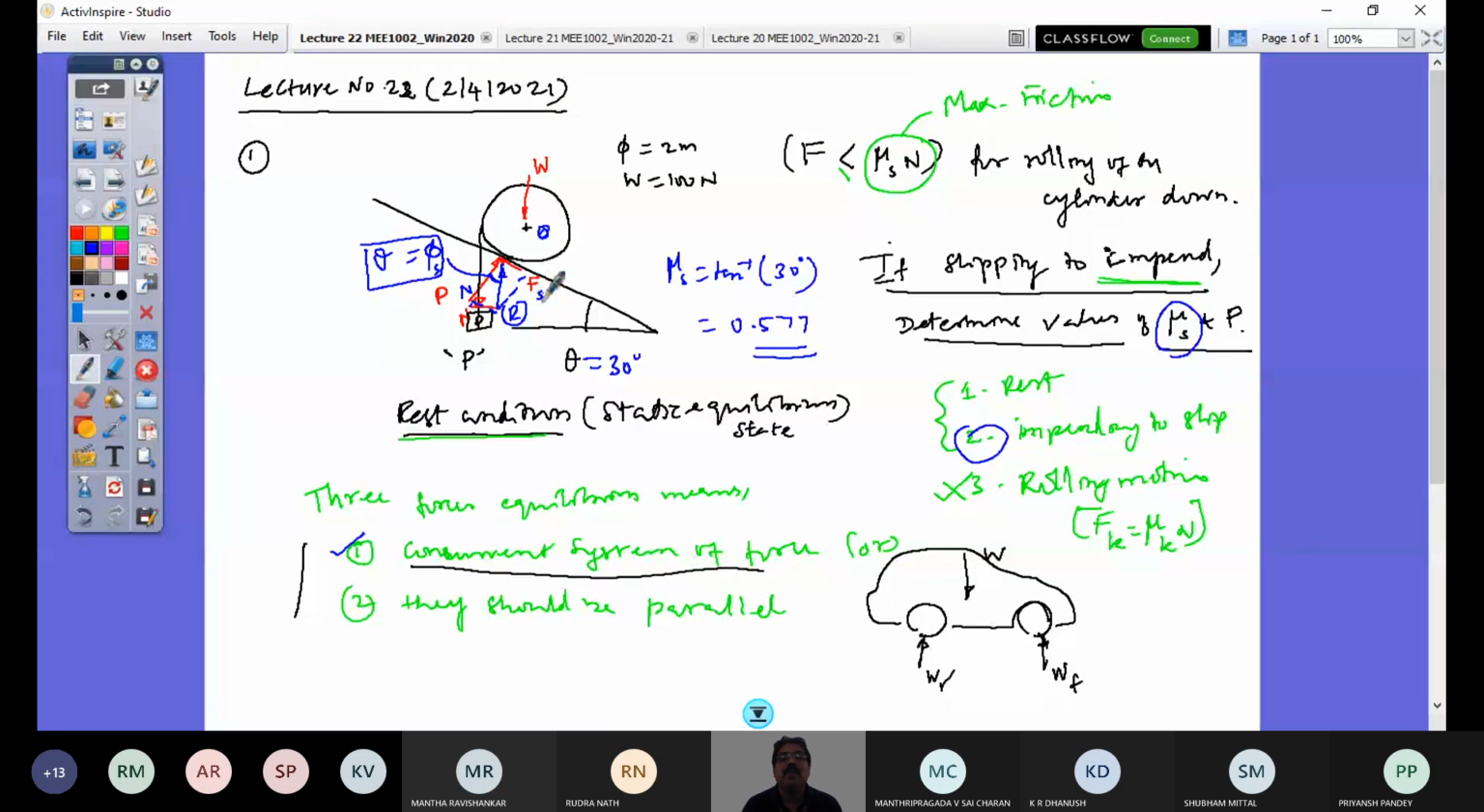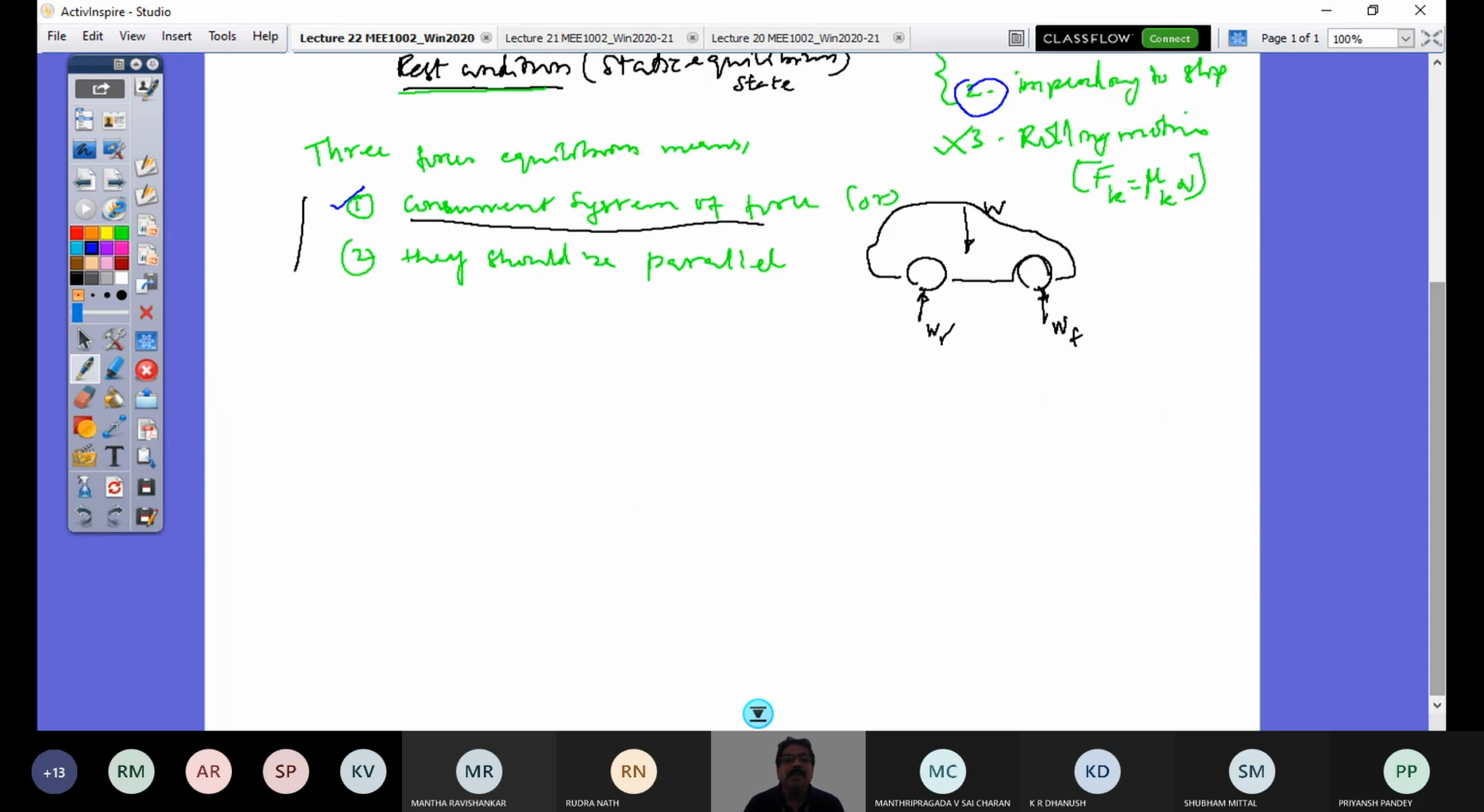So I will have my F. I will consider it as friction force instead of Fs, and I'm going to take that as theta. So that is in rest condition. So F into R is P into R, because P is also tangential here. So F is equal to P. So first equation, when I apply moment balance equation, M naught equal to 0, I would have the condition F is equal to P, right? That's my equation number 1.